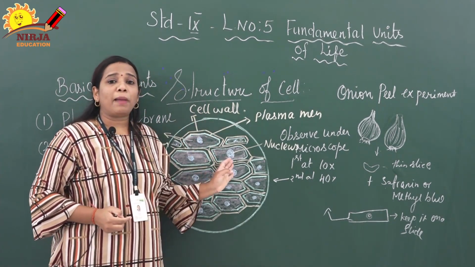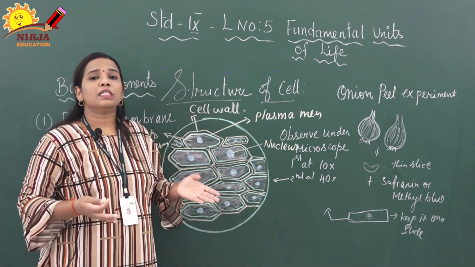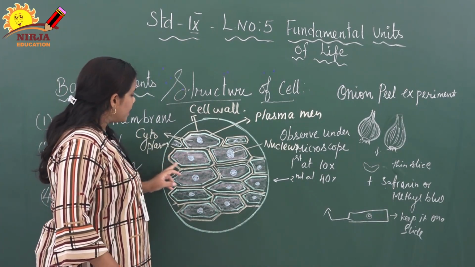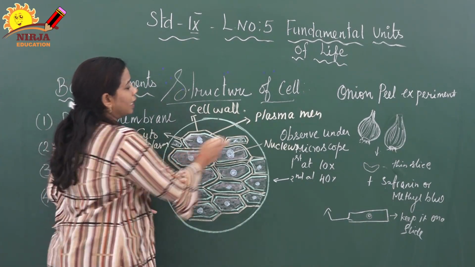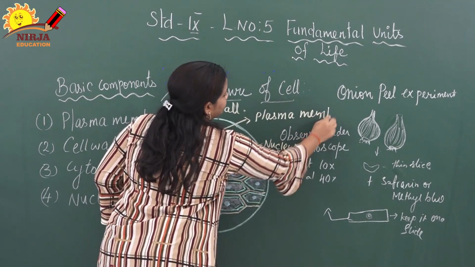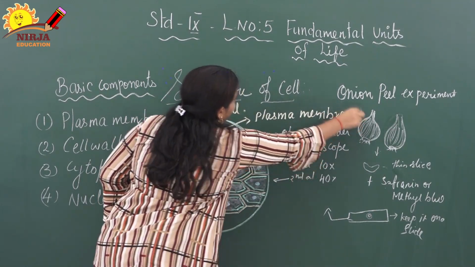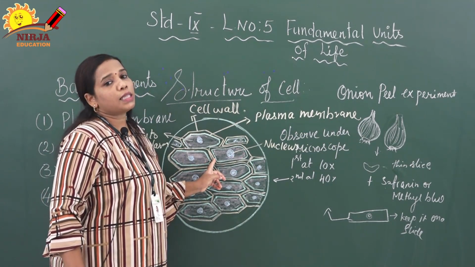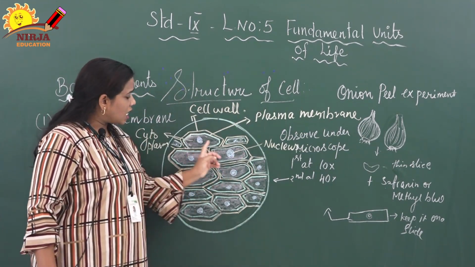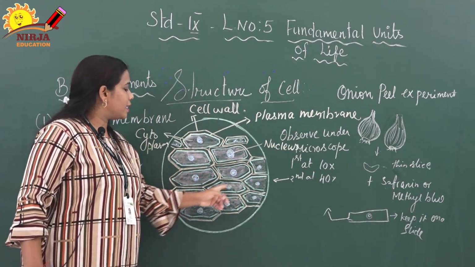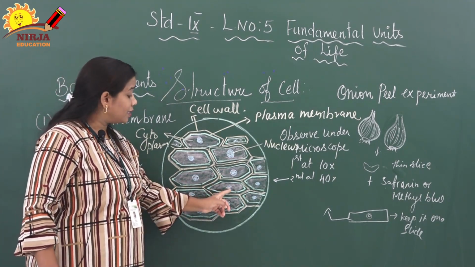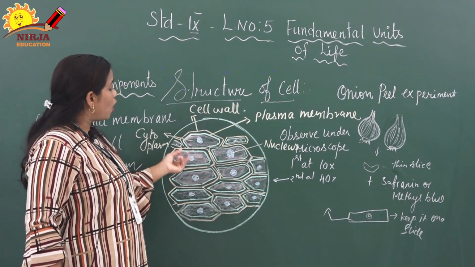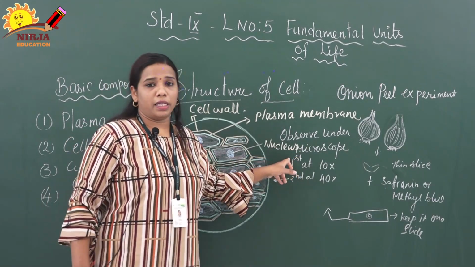The outermost, the yellow color portion, is called the cell wall. Of course the onion is a plant cell, and the plant cell has a cell wall. Then the green color innermost layer is called the plasma membrane. Then the pink color fluid-like material is called cytoplasm. You have noticed in each and every cell a small ball-like structure present at the center or side of the cell. That ball-like structure is called the nucleus.